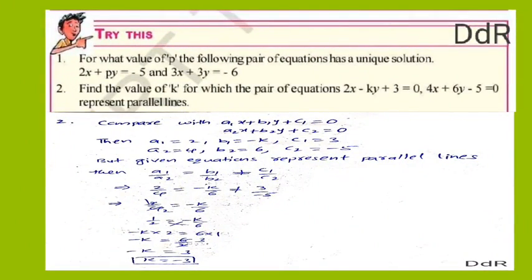Next, second question: find the value of k for which the pair of equations 2x minus ky plus 3 equals 0 and 4x plus 6y minus 5 equals 0 represent parallel lines. Understand, children? So he gave two linear equations. The two linear equations represent parallel lines. Then what is the k value?